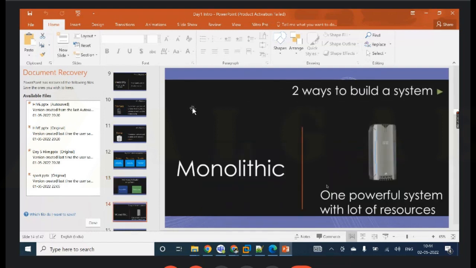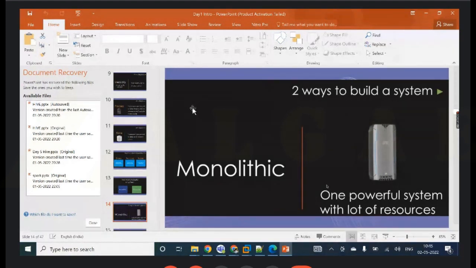Monolithic is for single. One powerful system with a lot of resource, like one SQL. For example, in SQL here you have everything, right? RAM is there, hard disk is there, everything is present in one system only. For example, your laptop. In your laptop we have RAM, right? Hard disk also we have. Each and everything we have in your system. So this type of system is known as monolithic. Any doubt till now? So MySQL is monolithic.